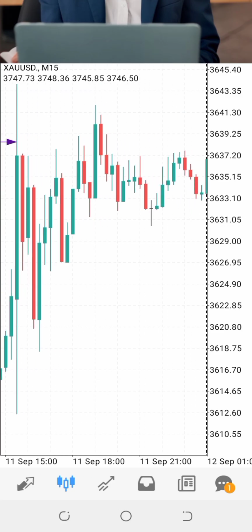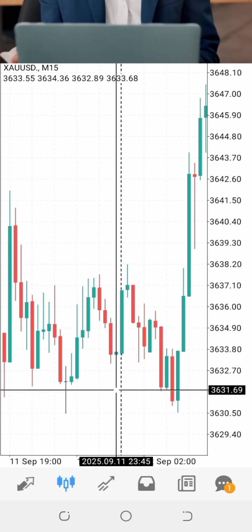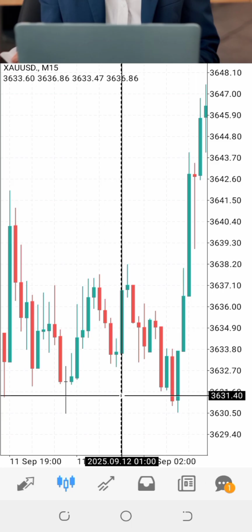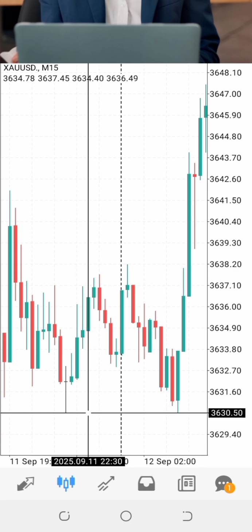So now let's do movement to the right hand side. Like we said, price moves from left to right. See here, the lowest price came to 3630.